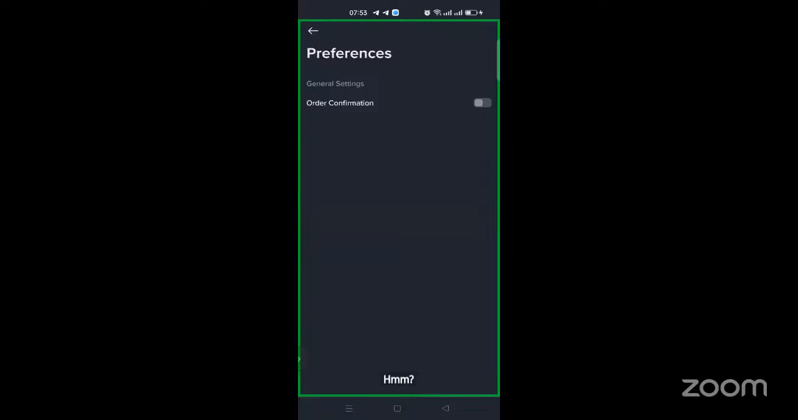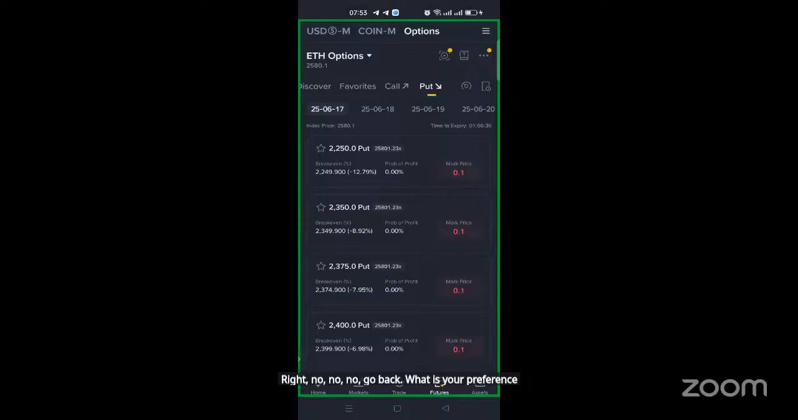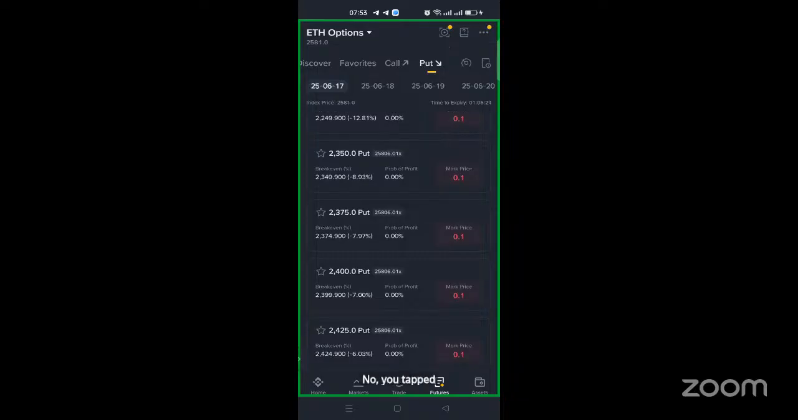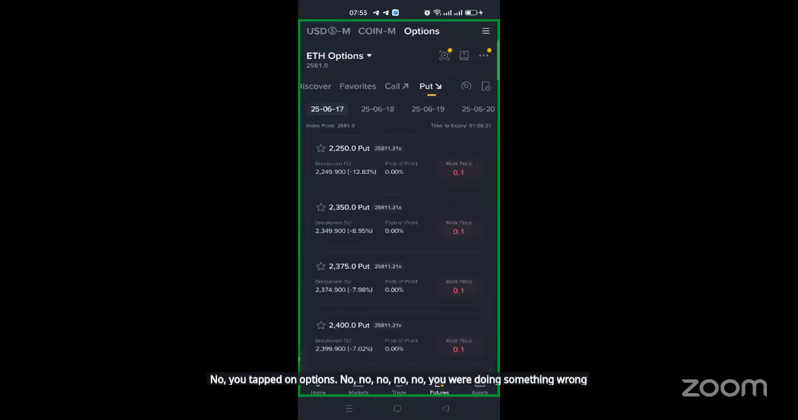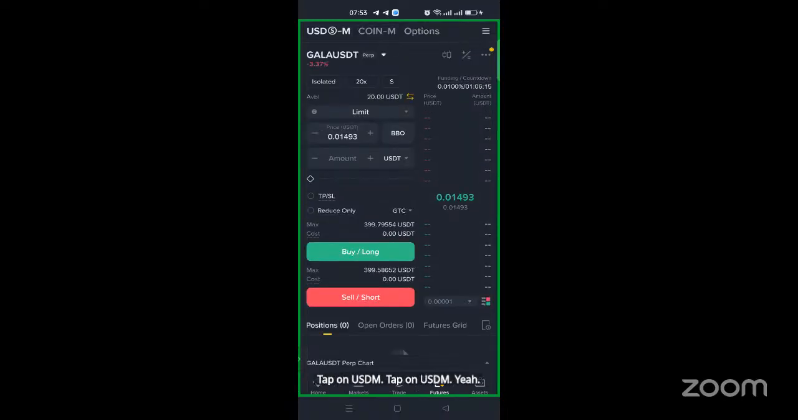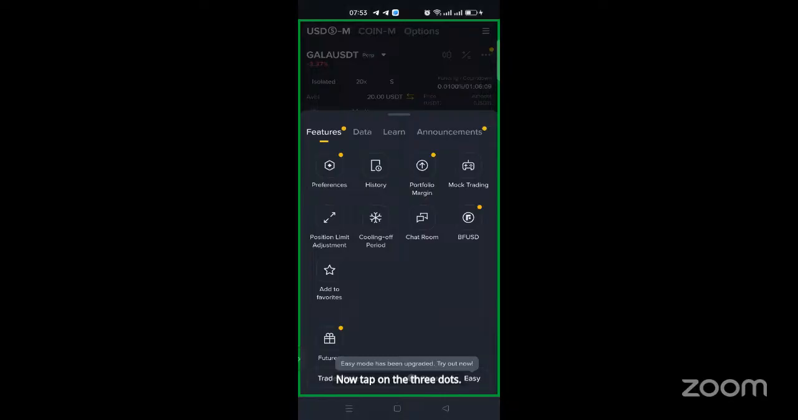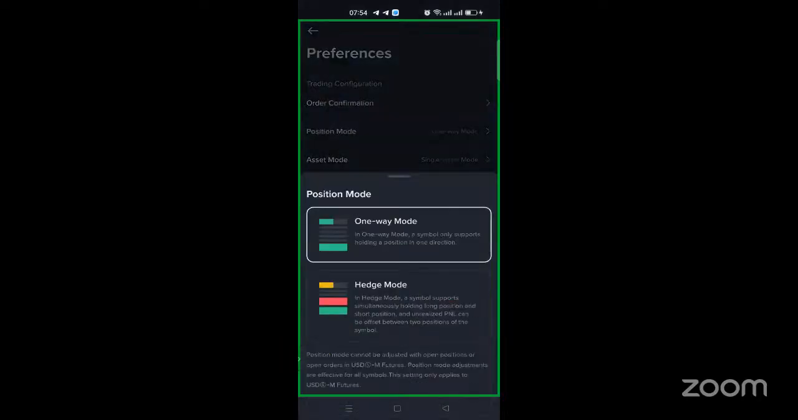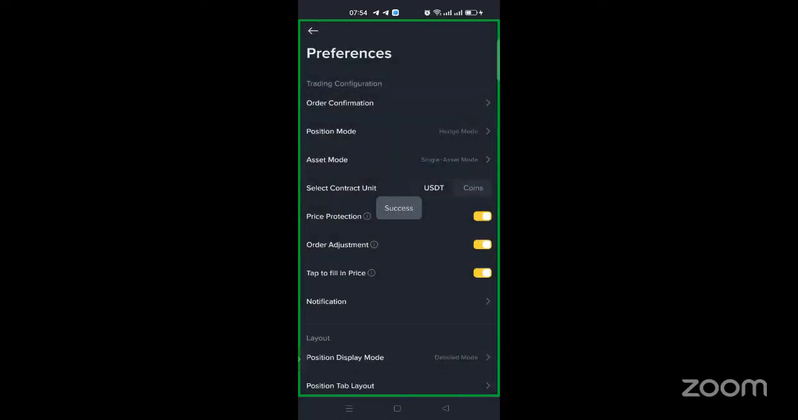Why is your preference looking like this? No, you tapped on options. You are doing something wrong. Tap on USDM, the other side. Okay. Now tap on the 3 dots. Tap on preference. Change one-way mode to hedge mode. To hedge mode. Now it will work. Go and try it out.